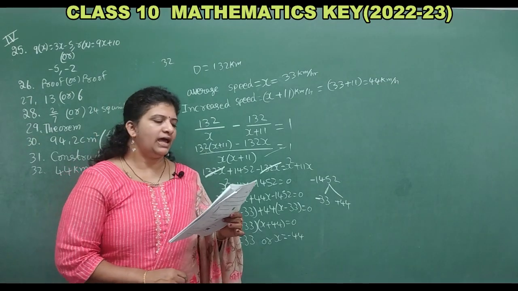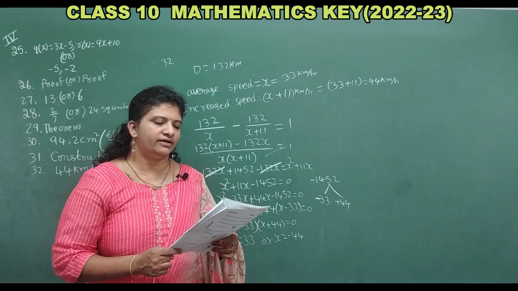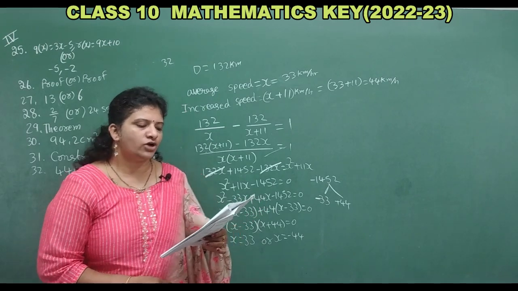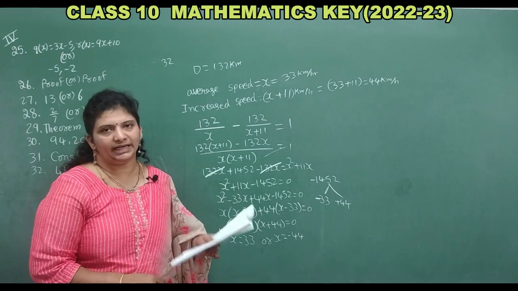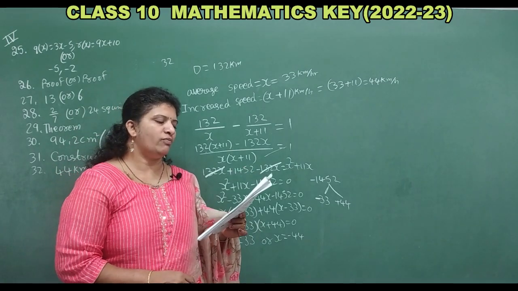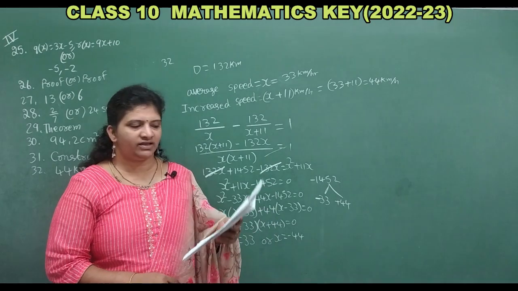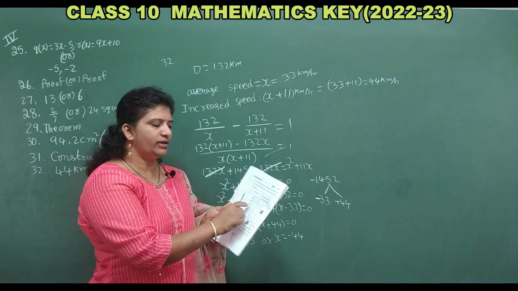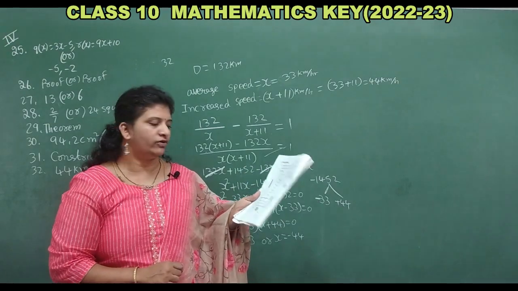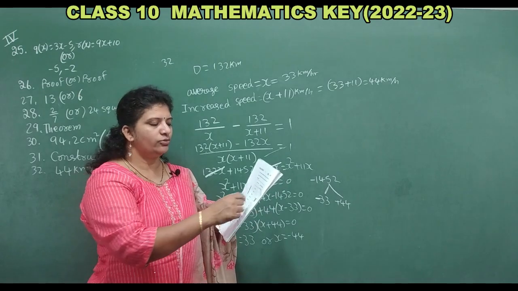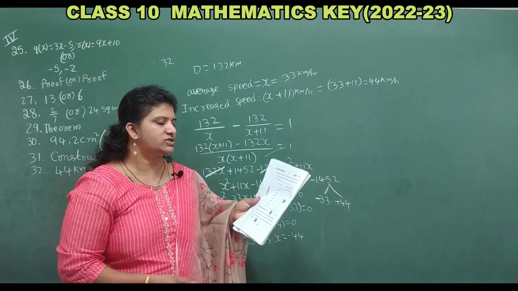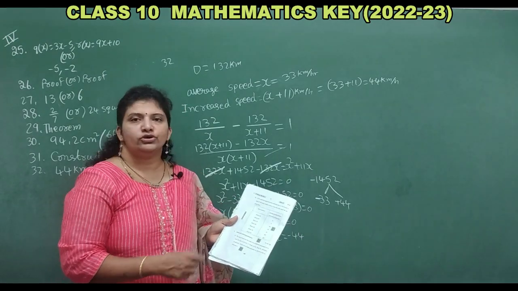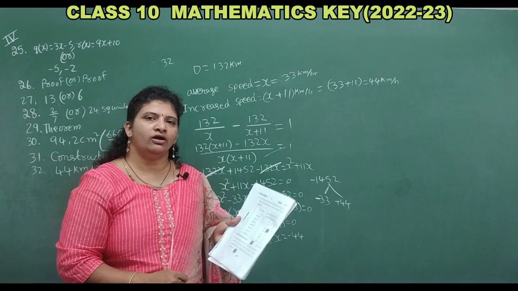33rd problem. A life insurance agent found the following data for distribution of ages of 100 policy holders. Draw a less than type ogive for the given data. Age in years, number of policy holders, cumulative frequency given. See here directly they have given below 20, below 25, below 30, below 35, below 40, below 45, below 50, and your cumulative frequency also given 2, 6, 24, 45, 78, 89, 100. So use this table and draw ogive in your graph sheet.